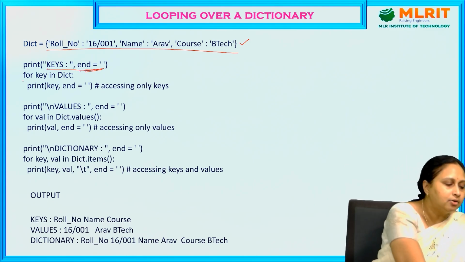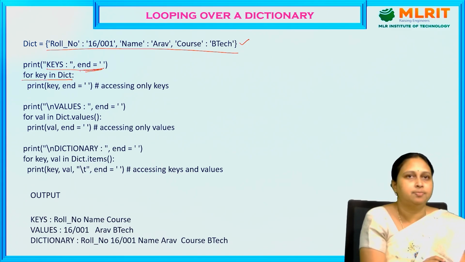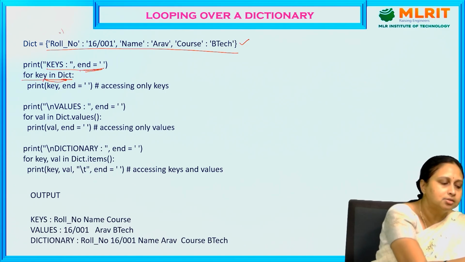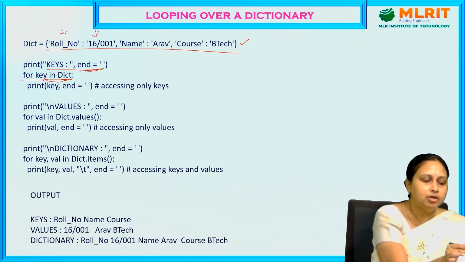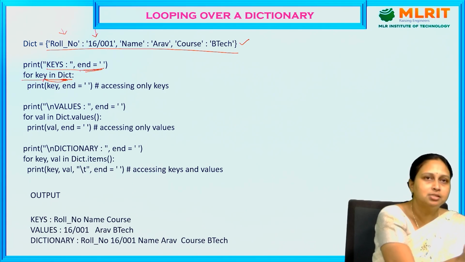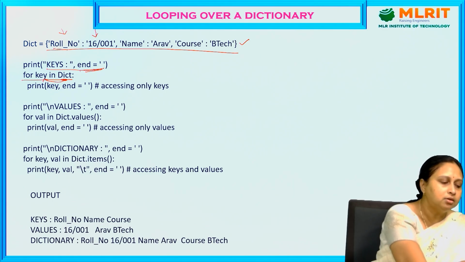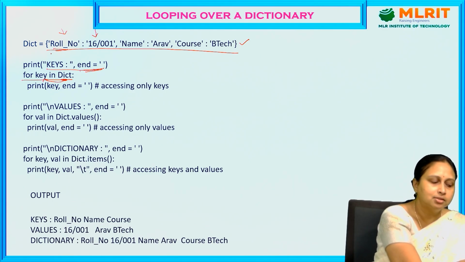Now, for key in dict, where dict is the variable you have taken. Whatever dictionary variable you have, it will be checked against the key. Here this is the key and this is the value, so we have 3 keys and 3 values. If that particular key is present in the dictionary, it can access that key and display it. First it checks the roll number. Yes, it is present. That is a key, so roll number will be displayed.